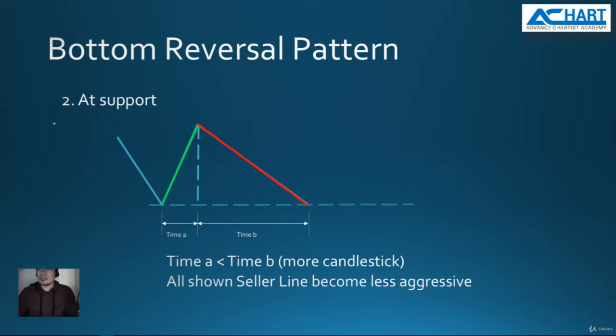Hence, the last movement could be like this, but this part makes the seller become less aggressive. And again, the buyer becomes more aggressive. The most important part is that the seller takes a long time to end its retracement. And hence, after finishing at the support, the price goes up.